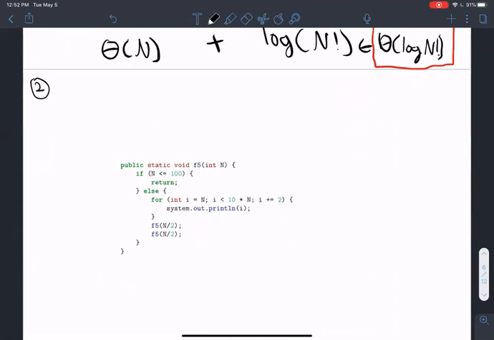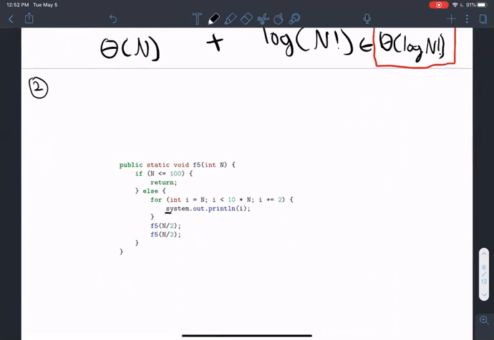Okay. I think I forgot to capitalize that. Sorry. All right. With recursive problems, can I move this up?